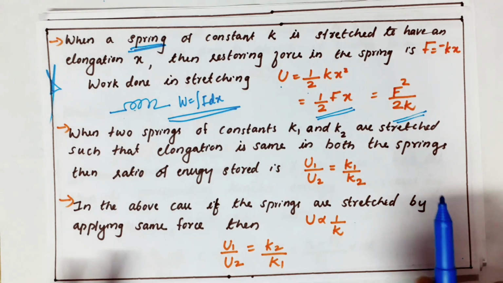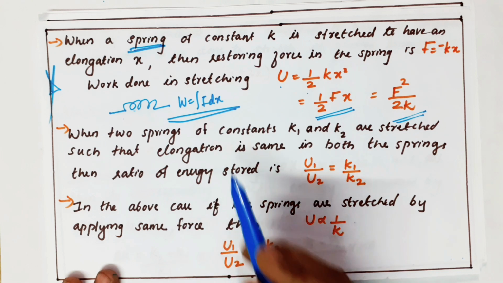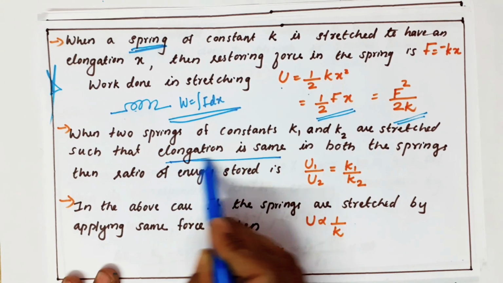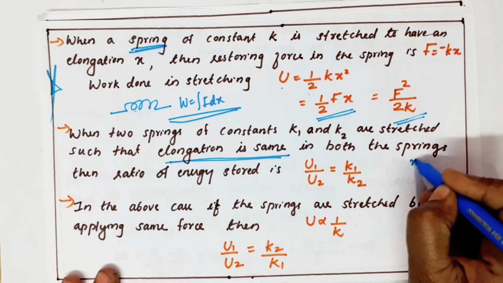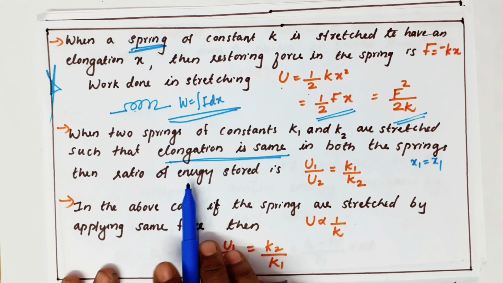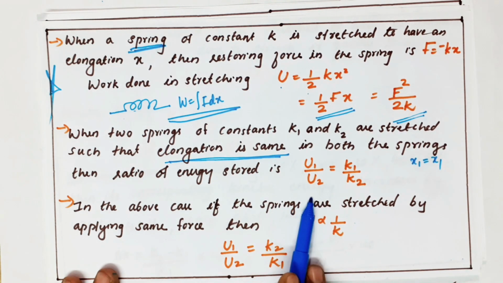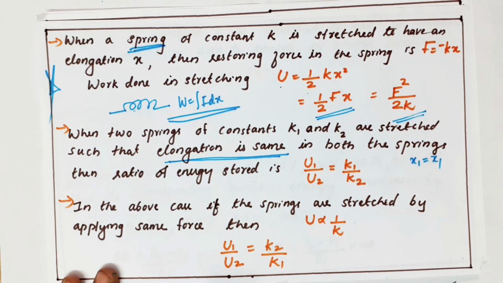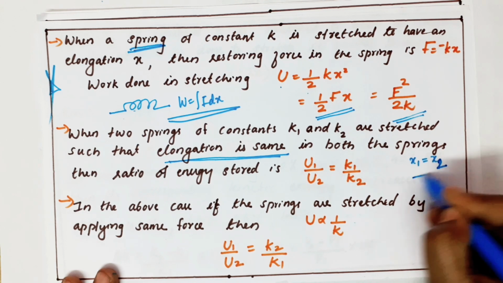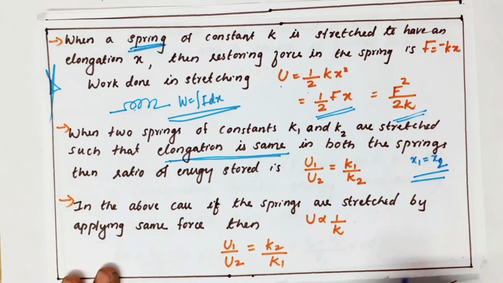But there is a twisted case here. Sometimes in a question they'll give two springs of constants k1 and k2 stretched such that their elongations are the same. What is the meaning of elongations being the same? x1 and x2 are the same. If x1 and x2 are the same, in the energy stored the x's get cancelled, and I can write the equation u1 by u2 is equal to k1 by k2.